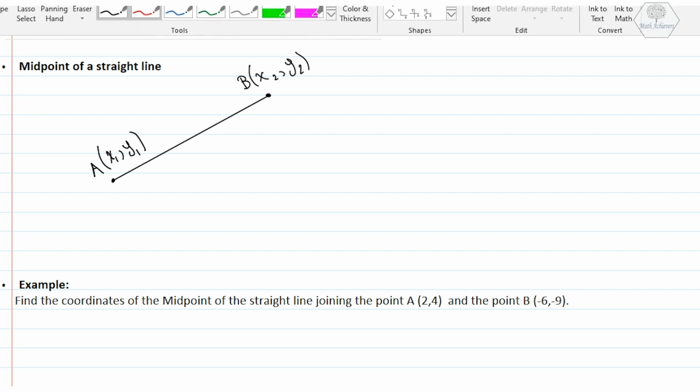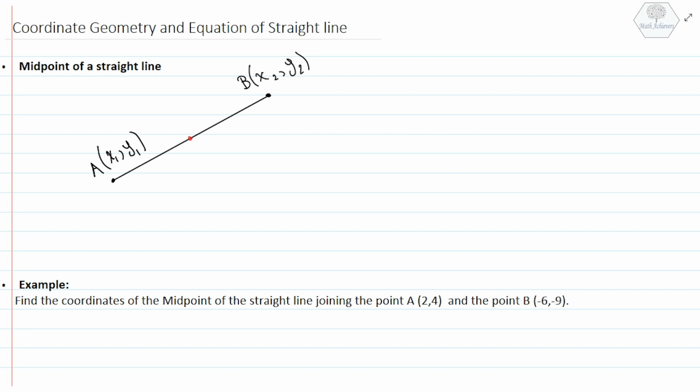The midpoint between A and B lies at the center point between these 2 points. I can call it M. In order to find M, simply the coordinate of M is x1 plus x2 over 2 with y1 plus y2 over 2. And this is the coordinate of the midpoint between these 2 points.